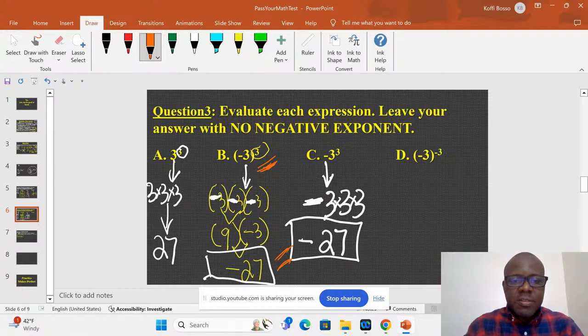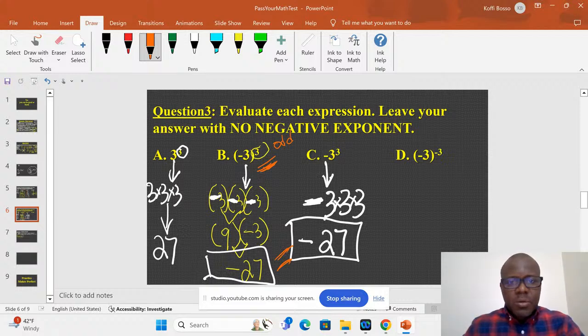Now, if you have a negative number in parentheses again, but the exponent is odd, O-D-D, the exponent is odd, so the final result will be negative. So that's the way you can make the difference between these two expressions.